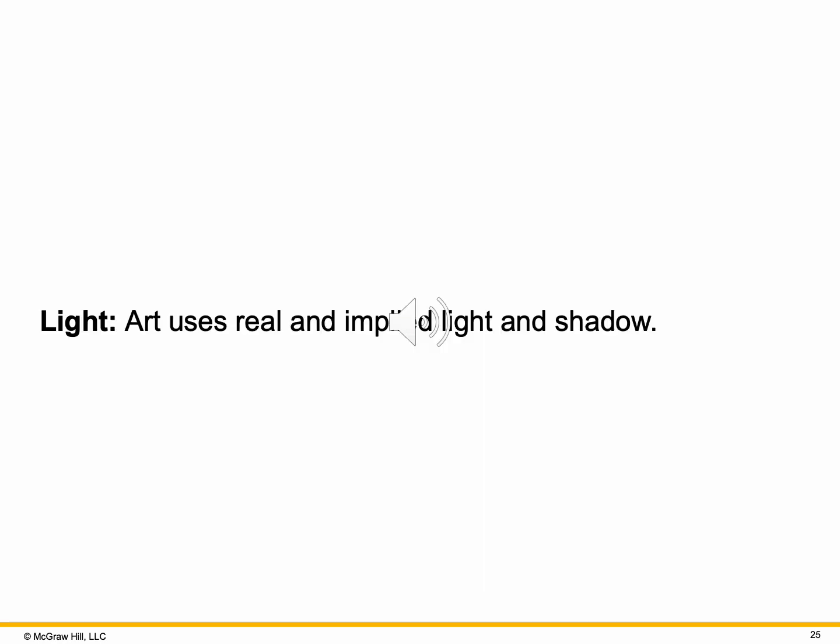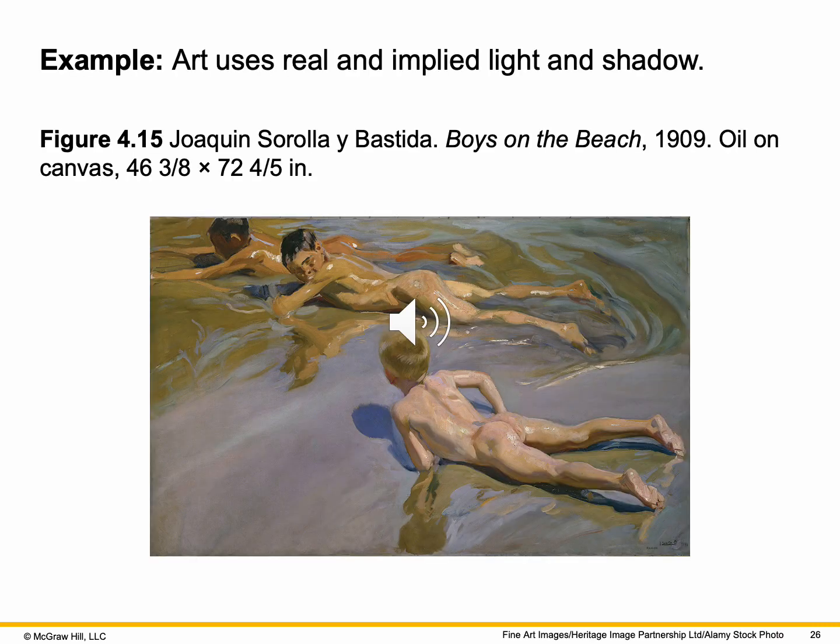Light. Art uses real and implied light and shadow. Light is a key visual element in works of art. When we talk about light in art, we refer both to real light and the representation of light. Represented light is implied light created as part of a work of art, and it plays several roles. Light is represented in works of two-dimensional art to define and describe the figures in space.